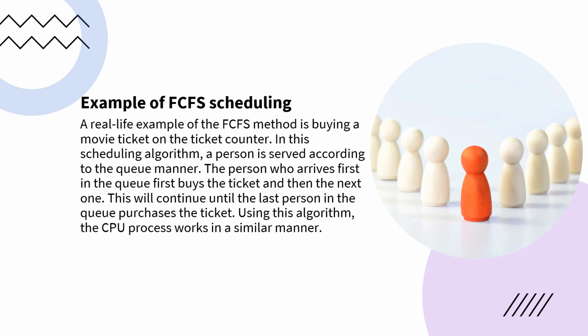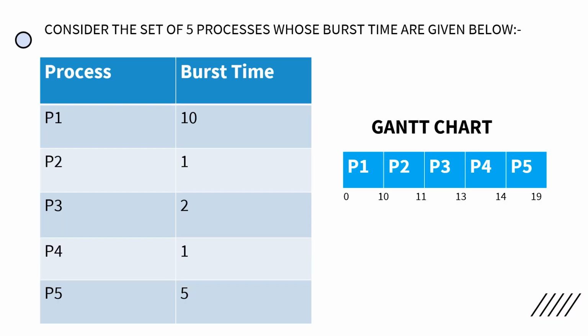The person who arrived first in the queue buys the ticket first, and then the next person is served according to the first person's completion. But in some cases, when the first person's burst time is very high and the second person's burst time is less, it takes time, causing lagginess. I have mentioned this disadvantage also. So let's consider the first person is preferred and gets the best seats. By using this algorithm, the CPU can work in a similar sorted manner, like the picture I have mentioned.